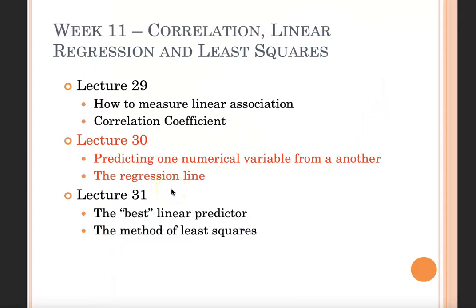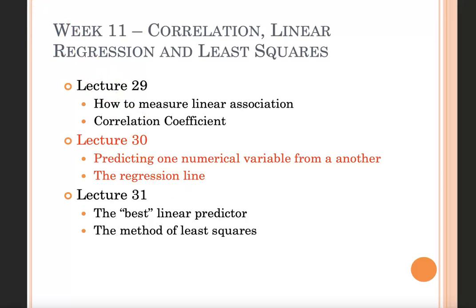We are in lecture 30. In module 11, we talk about correlation. In the previous lecture, we talked about the correlation coefficient. So today, we will continue to talk about linear regression. We are predicting one numerical variable from another, and we will explain the regression line. Then in the last lecture in week 11, we will talk about the least squares.